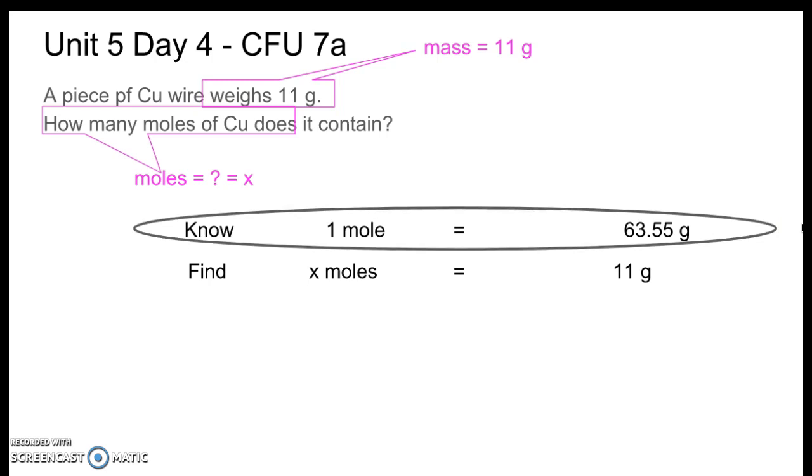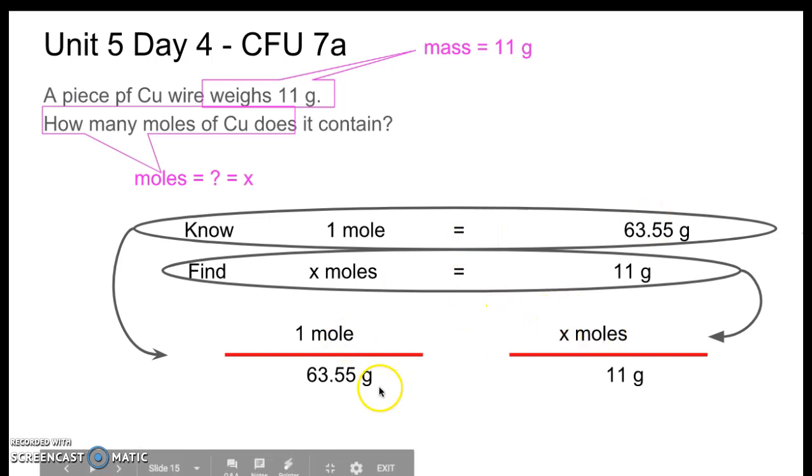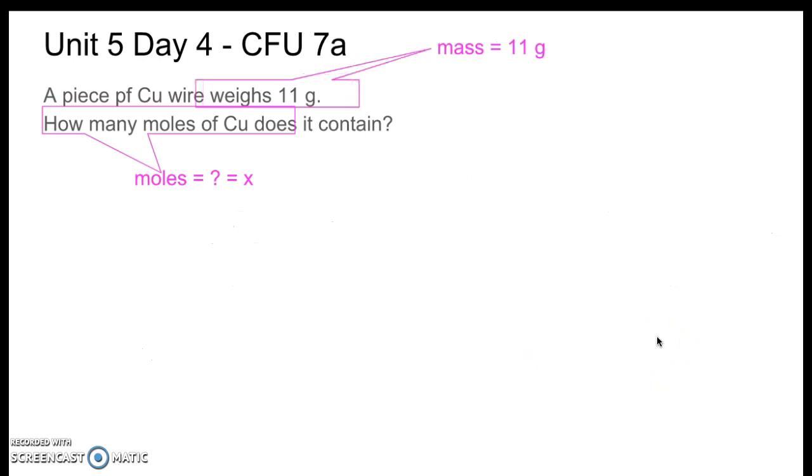I'm going to take the know equation and now turn it into a fraction. And do the same thing with the find equation. I turn that into a fraction. All right, so I have my two fractions here. Again, notice that moles are in the numerator of both fractions and grams is in the bottom. It doesn't matter which order you have them in as long as they're consistent. If moles is in the numerator in the first, it has to be in the numerator of the second. All right, we can set these two fractions equal to each other, and now we can go ahead and solve using cross multiplication.